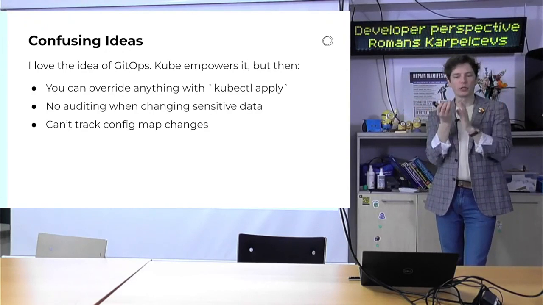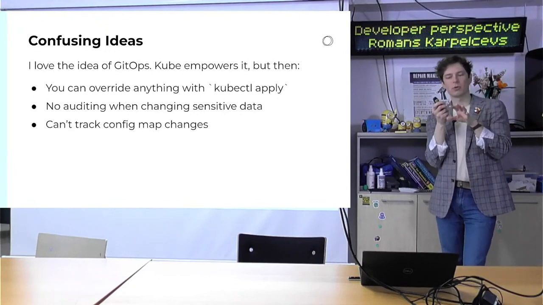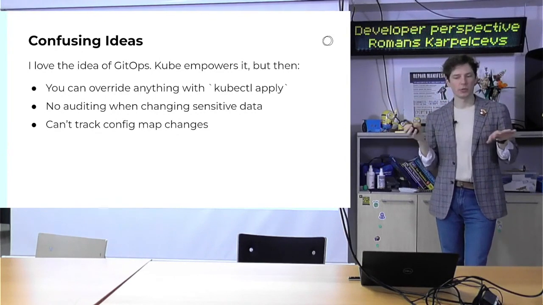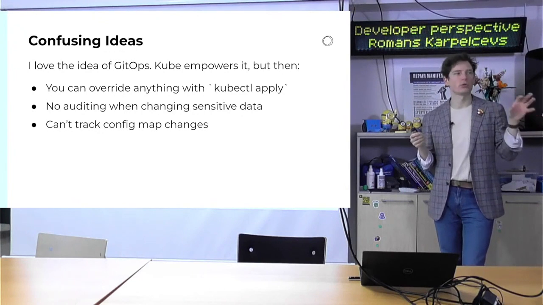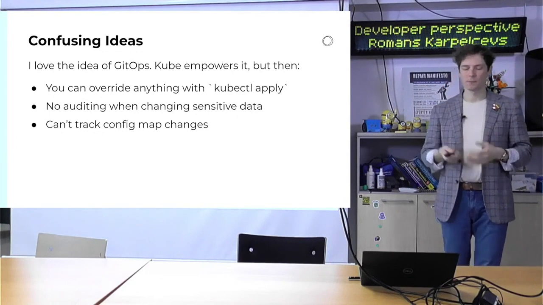But then, changing config maps and secrets: neither has any way of auditing. It's not showing up anywhere where developers can see when something was changed, to understand what was the cause of an outage or when the configuration change happened.